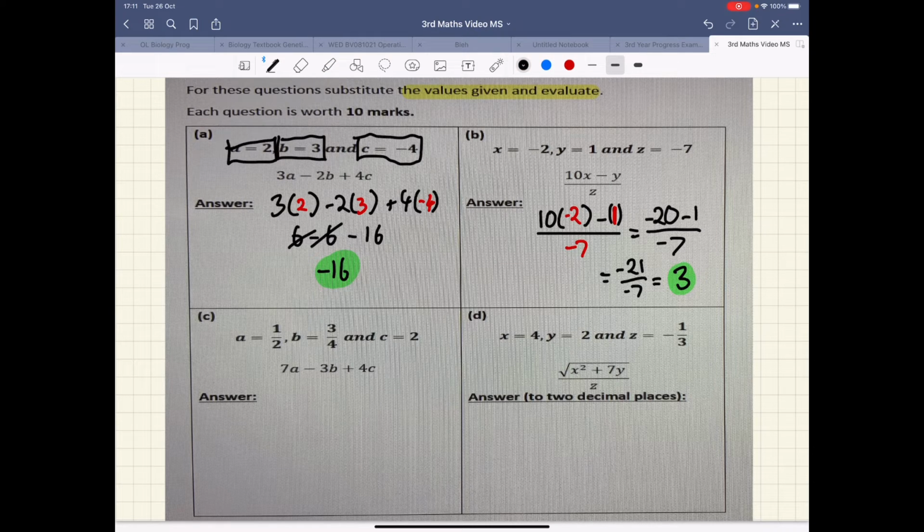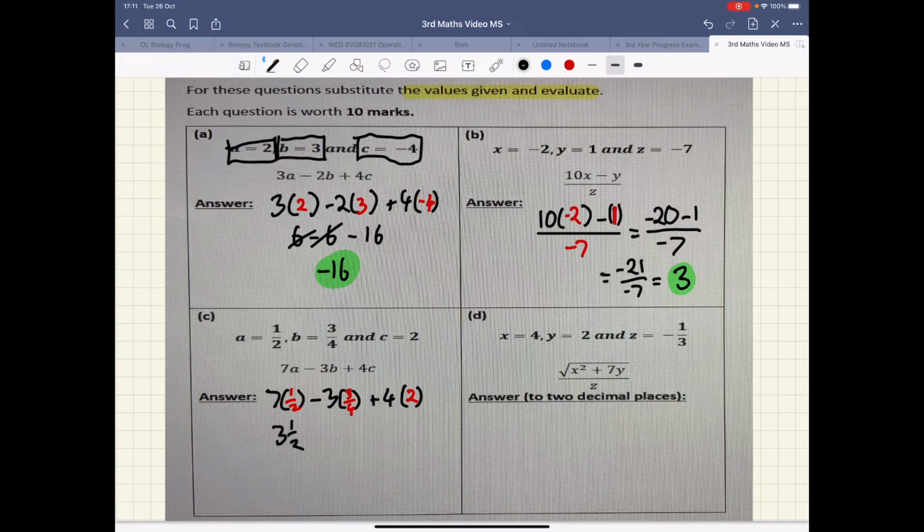So this is going to be 7 multiplied by something, 3 multiplied by something, plus 4 multiplied by something. So 7 multiplied by a half, minus 3 multiplied by 3 over 4, and 4 multiplied by 2. 7 multiplied by a half, that's 3.5. Minus 3 times 3/4. So I'm just going to go to my calculator for this one.